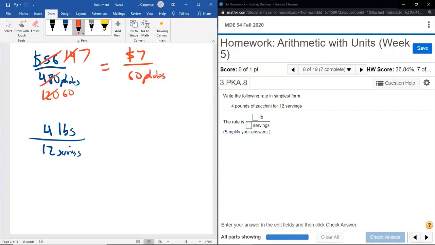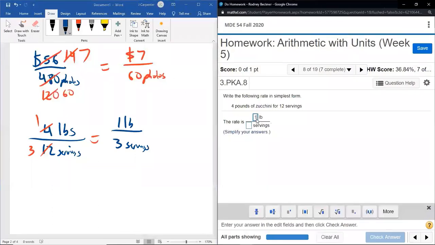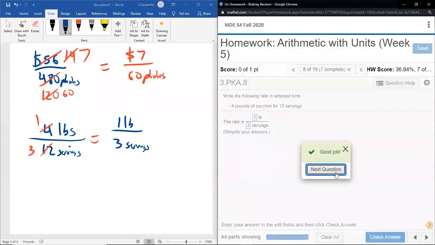So 4 does go into both of these. 4 goes into 4 once and into 12 3 times. But that says that the answer is 1 pound makes 3 servings. That's a lot of zucchini for 1 serving. So 1 pound would make 3 servings of this dish. There we go.